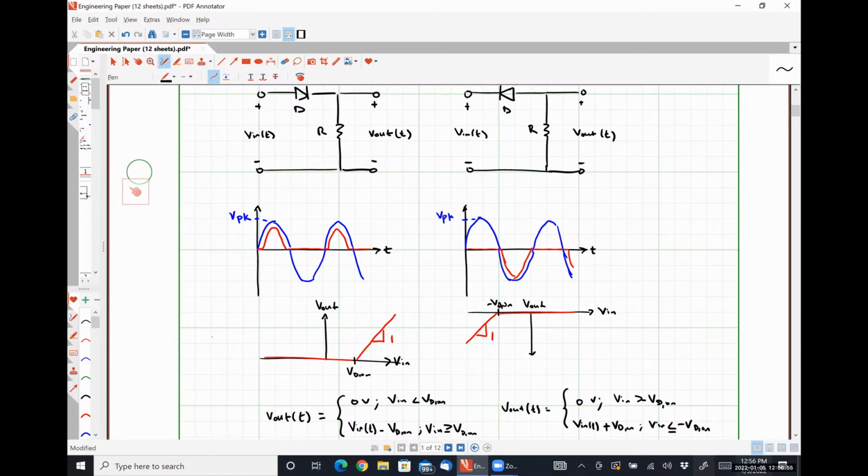So what do you think it's going to be? What's the maximum value of that quantity? Look at the graph. V in is the blue, V out is the red. Let me denote something here real quick because I forgot. This value is V peak minus VD on.